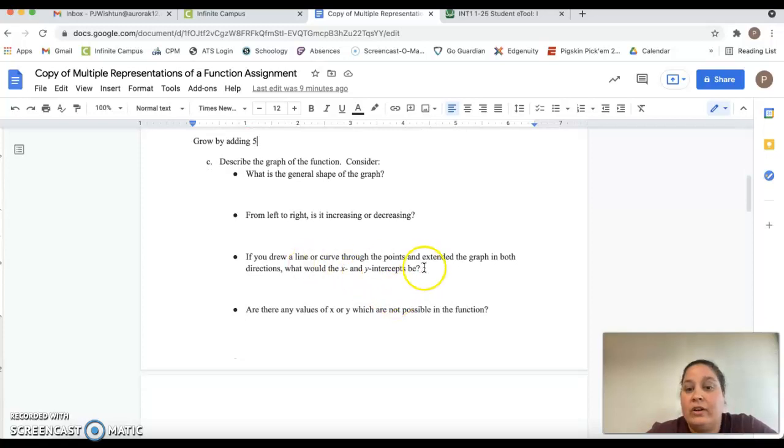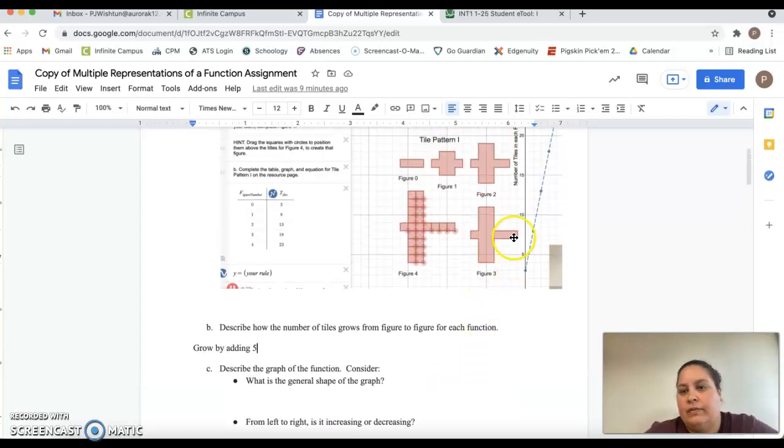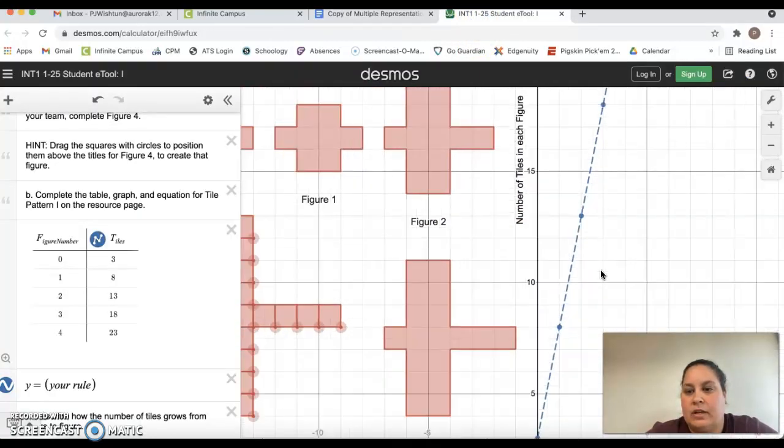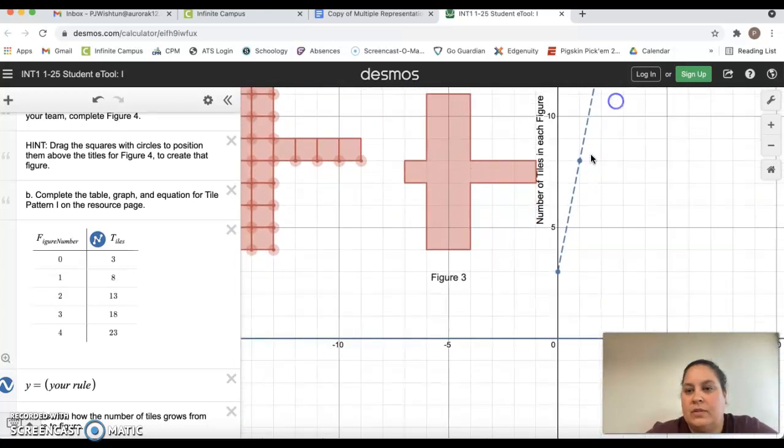If you were to draw a line or a curve through those points and extend them, where would the x and y intercepts be? Okay, well, our x-intercept is going to be where, let's go back over here. Our x-intercept, sorry, there we go. Our x-intercept is going to be where it hits this line. Our y-intercept is going to be where it hits this line. So if I were to extend this graph out, where would this hit this x-axis and where would it hit this y-axis? So those are going to be the 2 points we're looking for.